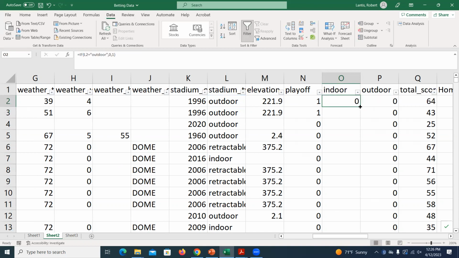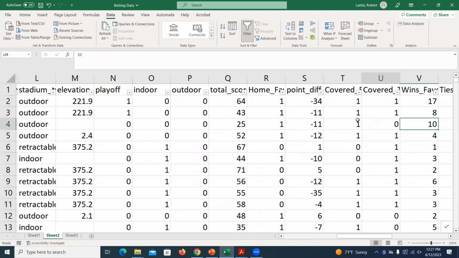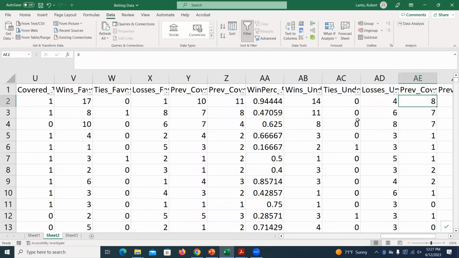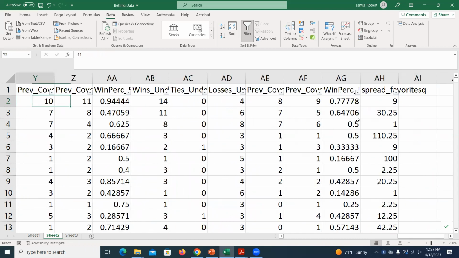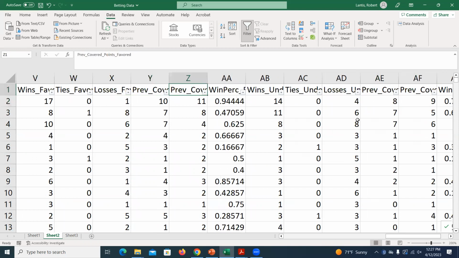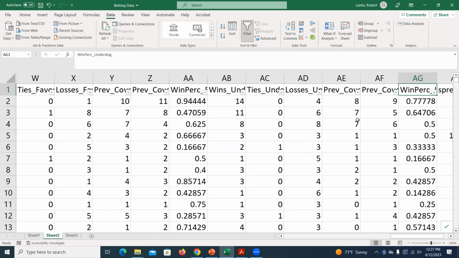I then can go here where I get this black plus sign, double left click, and it fills this in all the way down for me. Okay. So it's kind of nice. I've got some of these other variables. And what I thought was kind of interesting we could take a look at is previously covered. Where is this at? No, that I haven't. Previously covered.